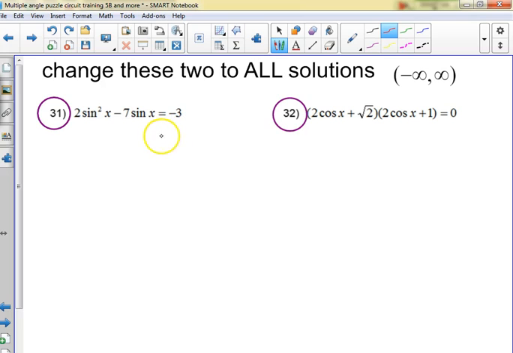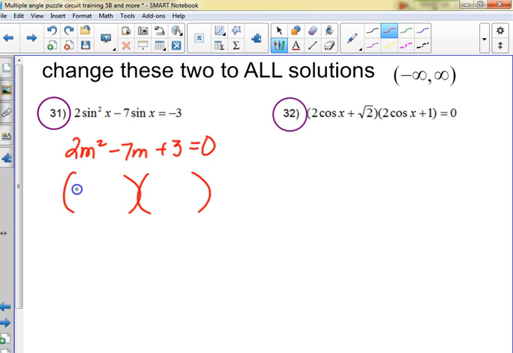What would we do first, though, on 31? Yeah, add the 3, and I'm going to change them to m's just because we're struggling with factoring. How would that factor? A 3 and a 1 here, maybe? -6 and -1. I know I'm going fast. Could you have eventually gotten there? So we get m equals 1/2 or 3. But what is m really? Sine of x.